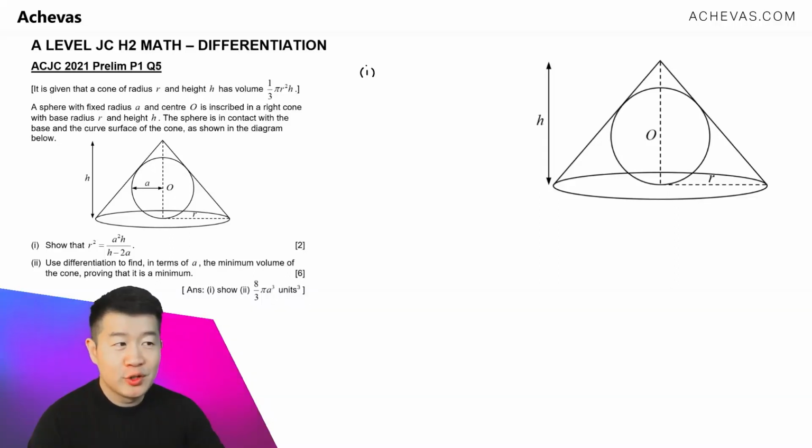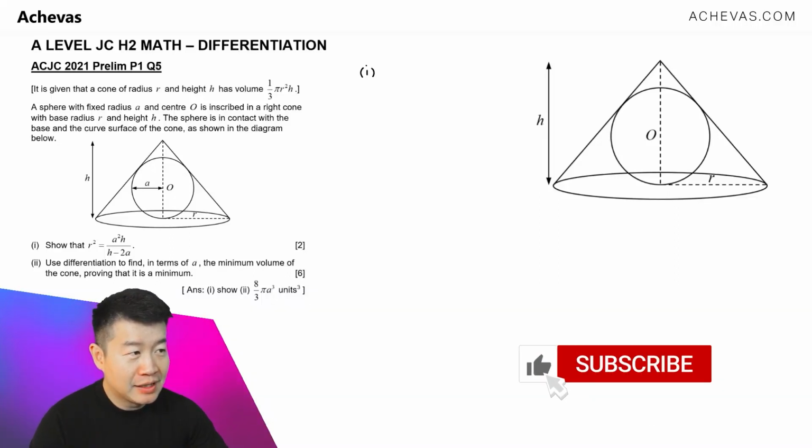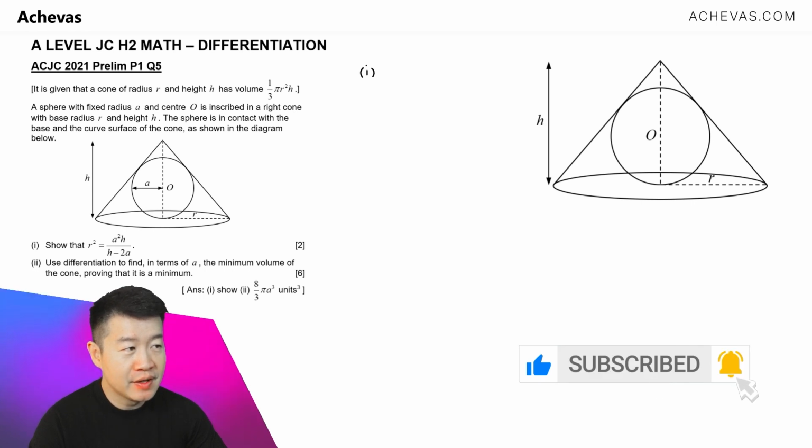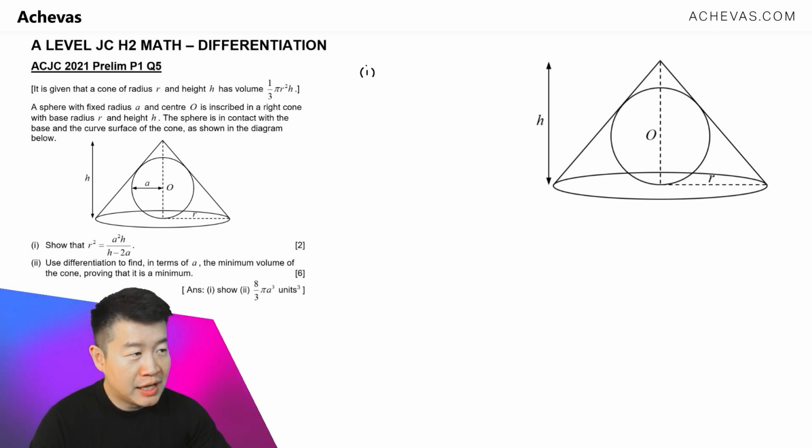To show what the question wants us to show, we are going to make use of the fact that the sphere is in contact with the cone at 3 points, here, here, and here. And I'm going to specifically make use of this point here and this point here. So if I were to draw a line from O to this point of contact, this line here will represent the radius, which is given to us as A.